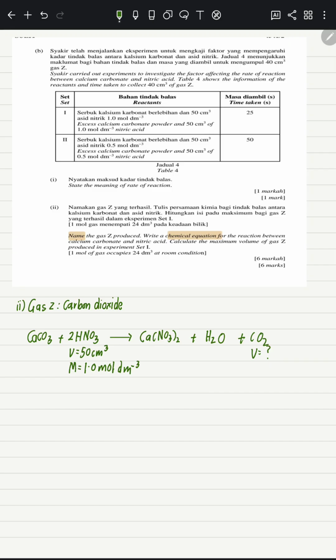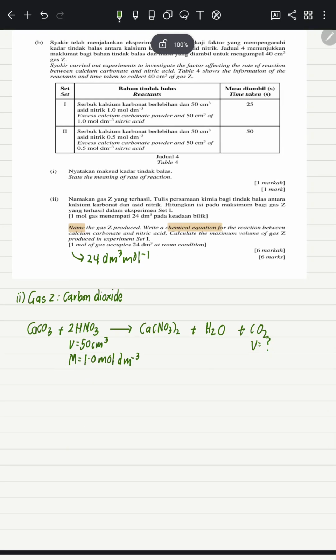So where do I find that? You see here they say 1 mole of gas occupies 24 dm³ at room conditions. If they don't mention it here, they'll mention it in the statement below. So read everything, and this is your molar volume. But please be very sure, don't say 24 dm³, that's volume. Molar volume has mol^-1. So later you have to include this in your calculation.